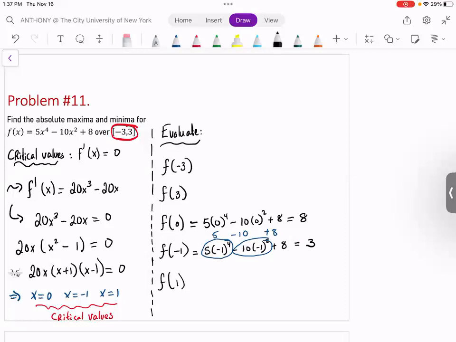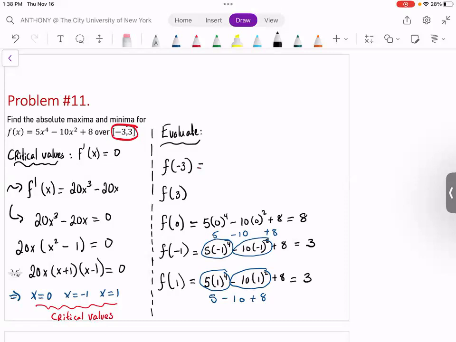All right, if I want to do f of 1, this is going to be 5 times 1 to the fourth minus 10 times 1 squared plus 8. But we'll get the same results as the previous when I plugged in -1, right? These values are going to be 5 and -10 plus 8. So 5 plus 8 again is 13. 13 minus 10 is 3. All right, now I just got to plug in the two endpoints, -3 and 3. And again, you might have to just be careful with this. So let's see what happens.